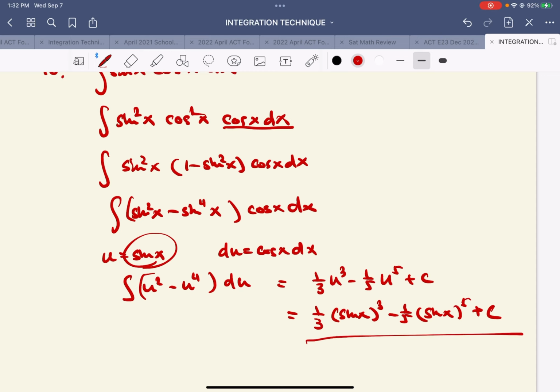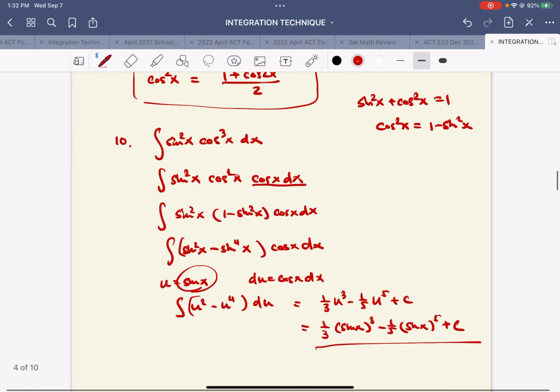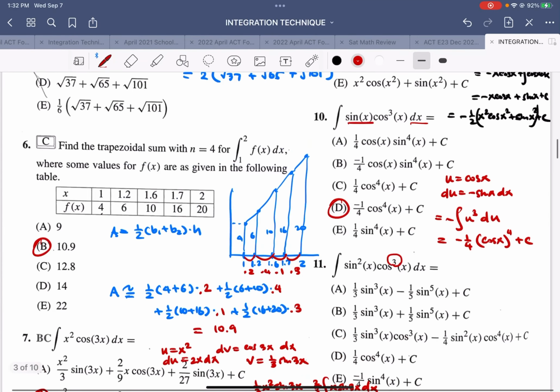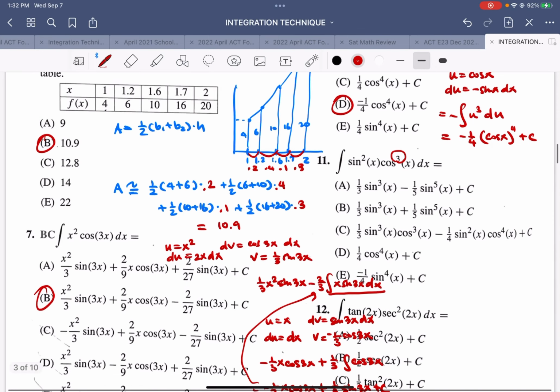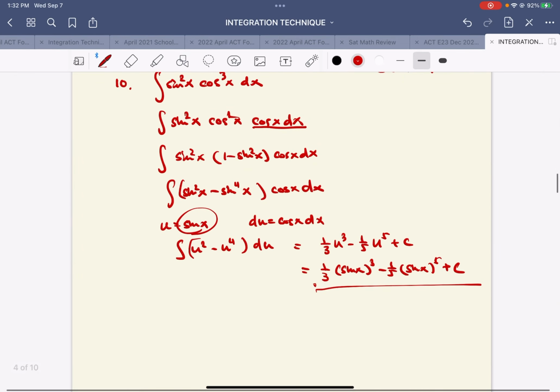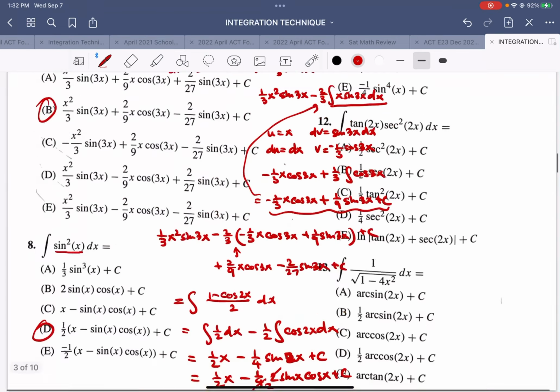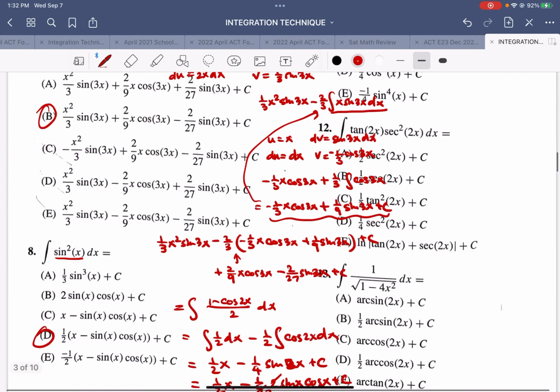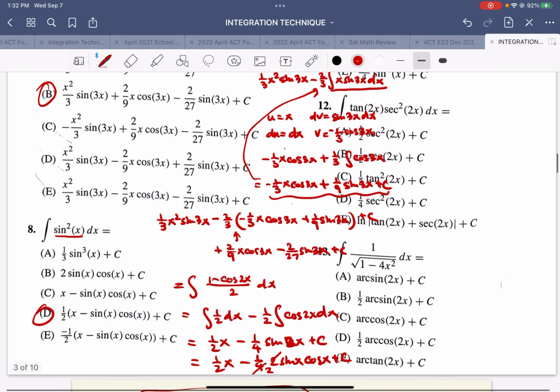So if you look at number 10 and number 11, then the answer is A. Okay, 1/3 sine cubed x minus 1/5 sine fifth x plus c. Okay, that's what I have here. Okay, let's move on. Now, next one, number 12. Let me erase it here.